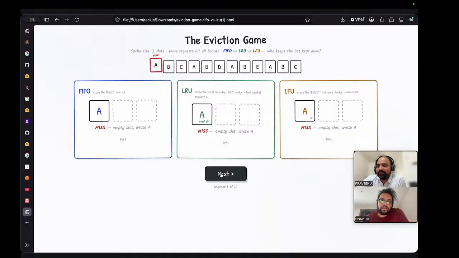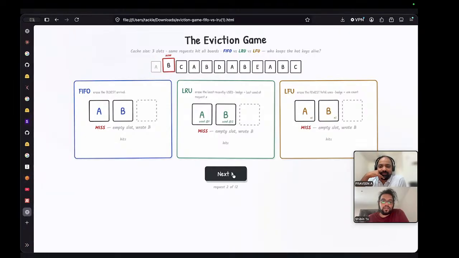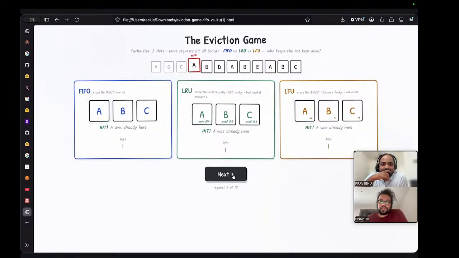Let's see the first one. You added A. There is already space, so there is nothing to evict, right? You already have space in your shelf. Now you add B, you add C, you already have space. There is no complication. All the algorithms look the same. Now A comes again. Of course, it's available, so you serve it from the cache. There is nothing to evict.